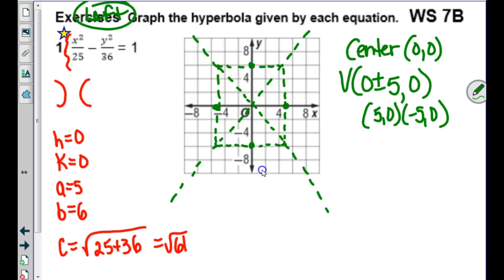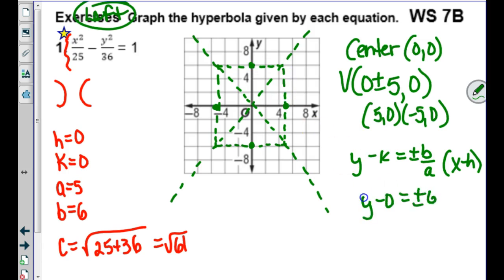It's either A over B or B over A. What does it say on your sheet? It says y minus k equals plus or minus, for one that opens this way, B over A. Okay, what was B? Didn't we go up 6 to the top of that and over 5 here? So it's going to be y minus 0 equals plus or minus 6/5 x minus 0, or just plus or minus 6/5 x.